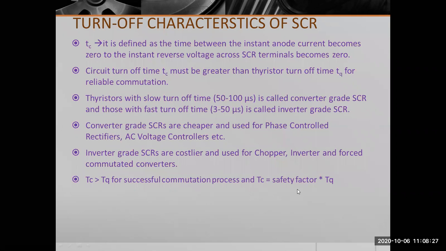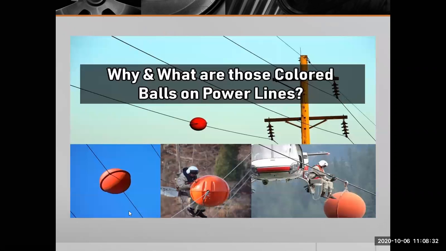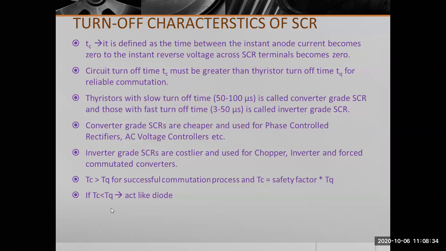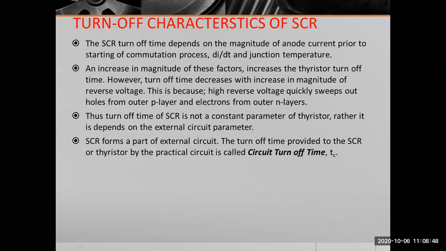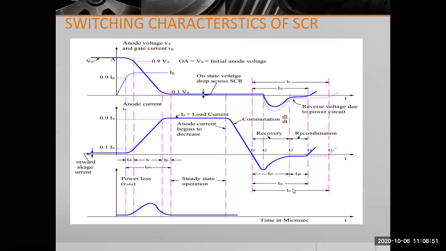TC should be greater than TQ for successful commutation, and the TC value should be a safety factor times TQ. So if you consider TC less than TQ, what will happen? If the circuit turn off time is less than TQ, what will happen? This will be explained clearly by using a graph. So this is the question I mentioned. For successful commutation, TC should be greater than TQ. But what happens when TC is less than TQ?